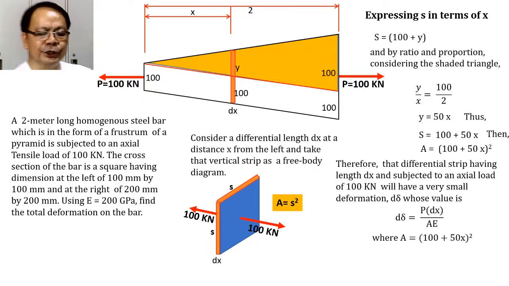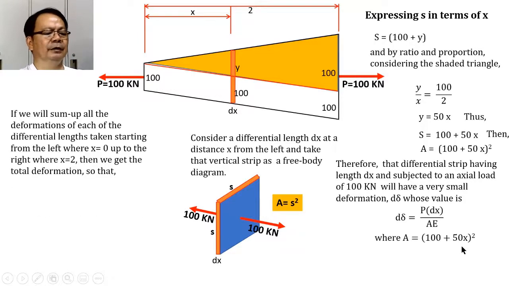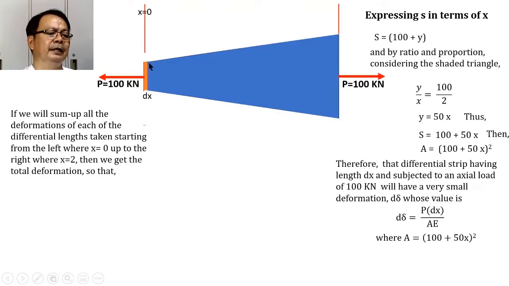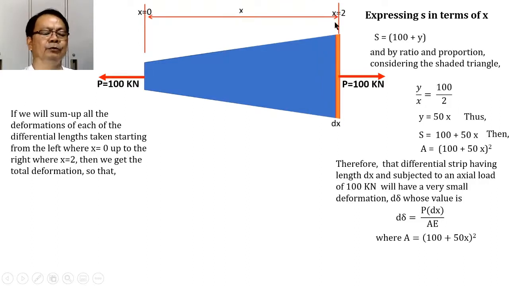And if we're going to consider our area that is equal to (100 plus 50x) squared, we can substitute that in our equation, and then we sum up. So if we sum up all the deformations, kung pagsasama-samahin natin yung lahat ng deformations of each of the differential length taken starting from the left. Mula dito sa left na ito, kung saan ang x is equal to 0 hanggang sa dulo, na kung saan ang x natin is equal to 2.